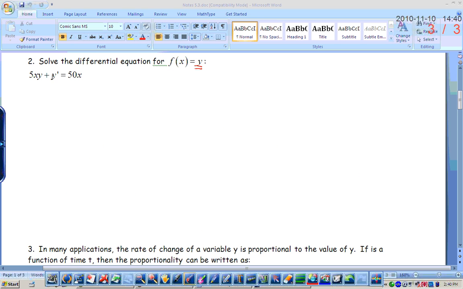So once again, I am going to rewrite y prime as dy dx. And I'm going to move everything else over to the right side for the time being. So I have 50x minus 5xy. All right, now I need to separate my variables. I can only have things with y's or dy's on the left side, and I can only have things with x's or dx's on the right side. And if you factor out 5x, then you're left with 10 minus y.